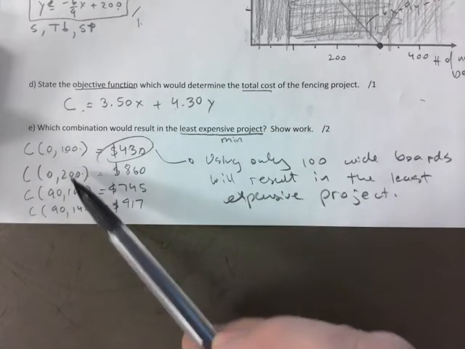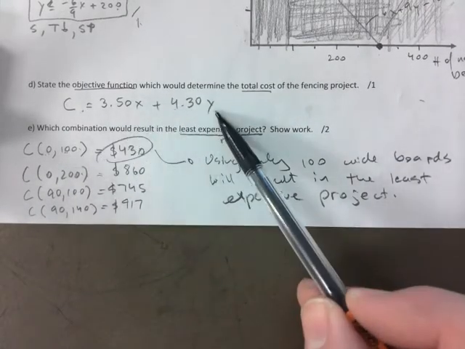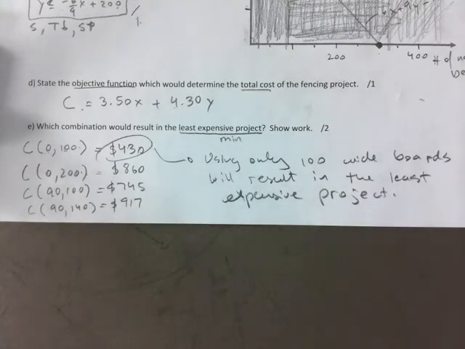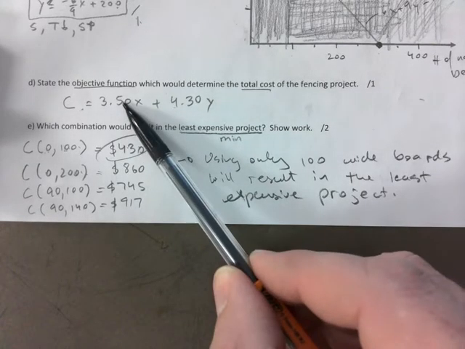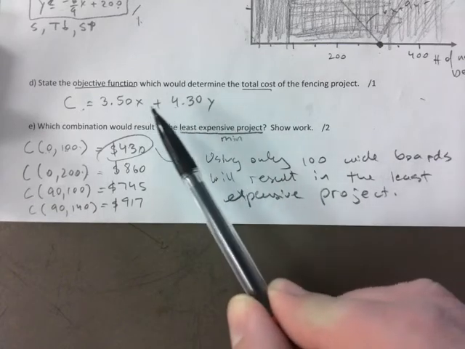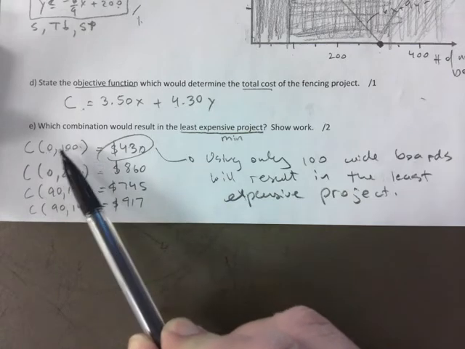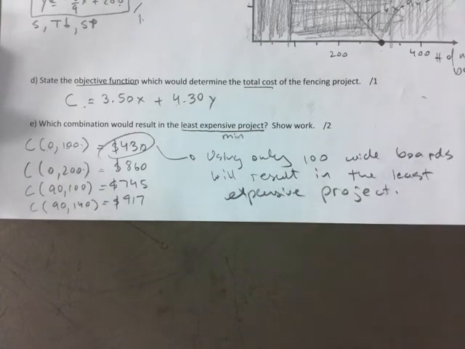So you plug every single corner point into that function. You don't need to show everything because I know it's a lot of work. Just plug it in. If you give in the x and the y, plug it in, see what you get. Using only 100 wide boards is going to be the combination that results in the least expensive project.